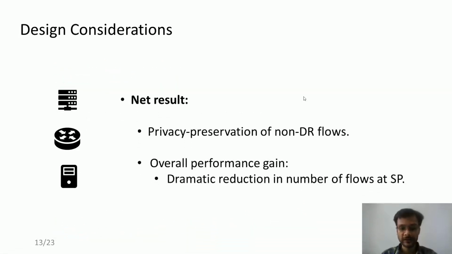Overall, this helps us achieve privacy preservation of non-DR flows, as you know that the secret proxy, which will be maintained by the DR maintainers, only handles the decoy routing flows, and there is an overall performance gain because the amount of traffic that we have to analyze has now reduced dramatically. That is, we only analyze the decoy routing flows, and we all know that the range of non-decoy routing flows is really huge.